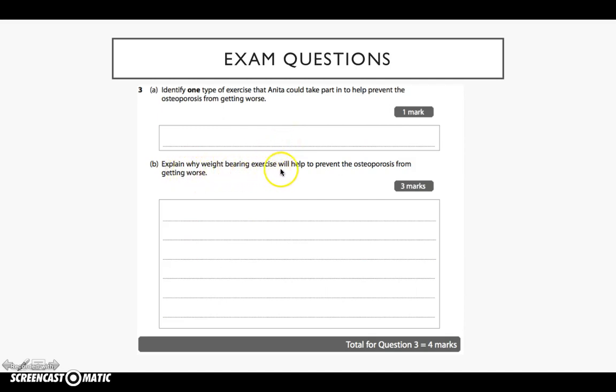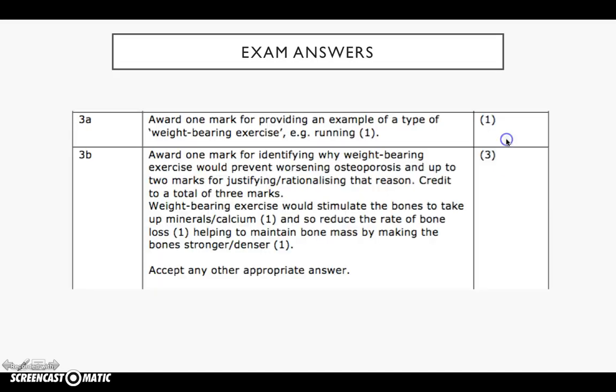Explain why weight bearing exercises will help to prevent osteoporosis from getting worse. Answers: weight bearing exercises, e.g. running, squatting, that would get you an answer fine. Weight bearing exercise would stimulate the bone to take up minerals, i.e. calcium. This will reduce the rate of bone loss, helping to maintain bone mass by making the bone stronger, more dense. So there's your answer for that.